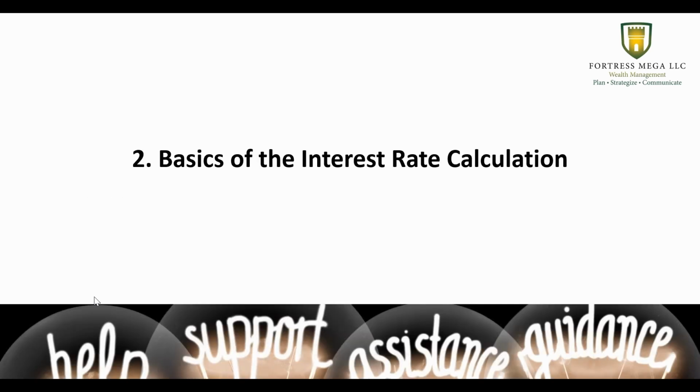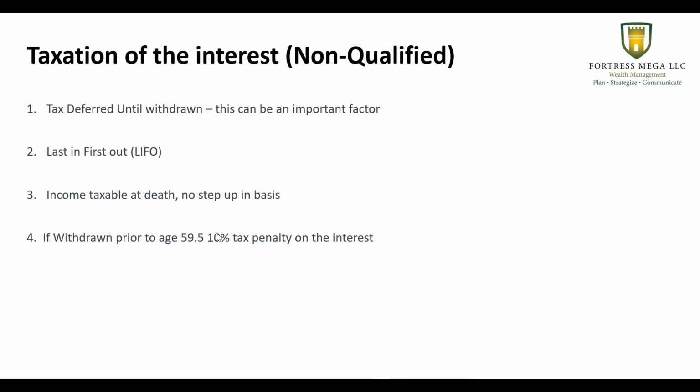And so one of the most important things to understand this product is the interest rate calculation. And it's a little more complicated, actually. This is a more sophisticated form of investment. And so when we look at the interest rate calculation, we always have to remember some basic rules about annuities, okay? And this is true across the entire spectrum.